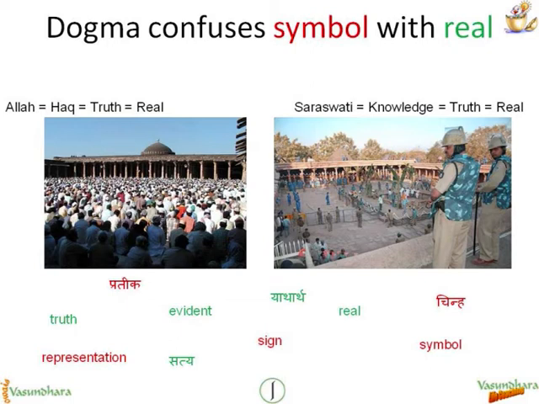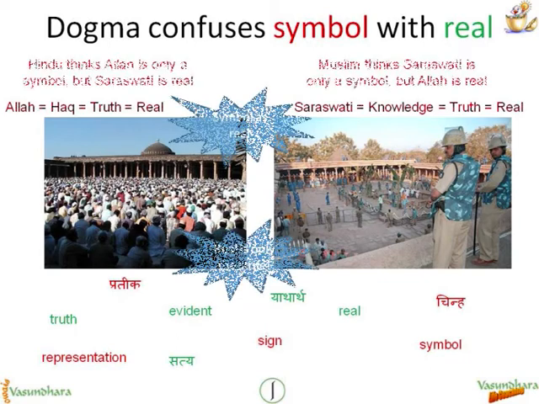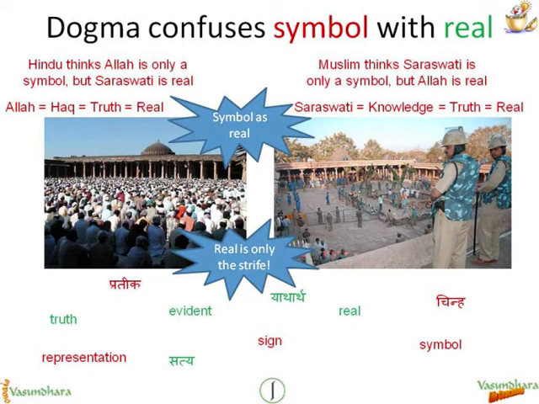But what's happening here? A set of people hate another set of people because each of them thinks that the other has usurped what is their property. A Hindu thinks Allah is only a symbol, but Saraswati is real. A Muslim, on the other hand, thinks that Saraswati is only a symbol, but Allah is real. While both of them, Allah and Saraswati, are symbols, only symbols, that represent reality. Both of them are symbols and both of them represent reality. That's the problem with treating symbols as real.